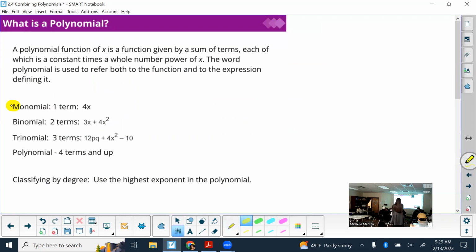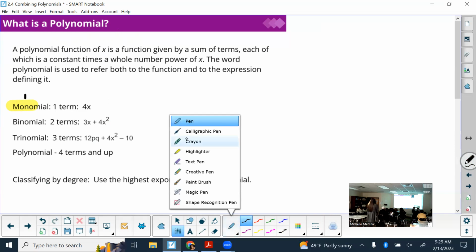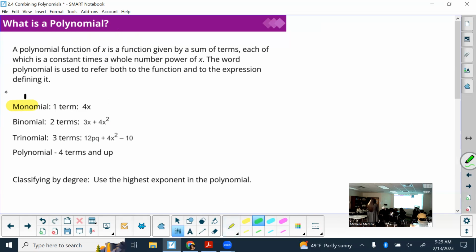There's monomial, which, what does mono mean? One. You probably heard that in science. Mono means 1. Binomial, which, what does bi mean? 2. Trinomial, let me highlight tri. What does tri mean? 3. And then I have polynomial, which, what does poly mean, if anyone knows?